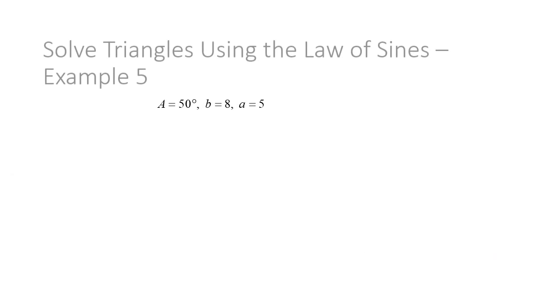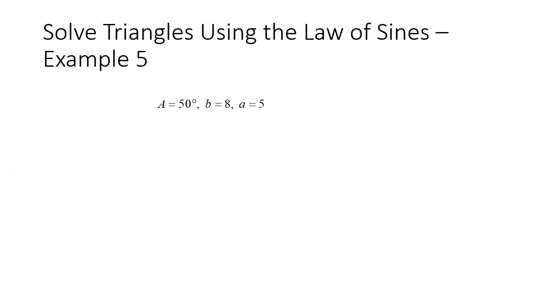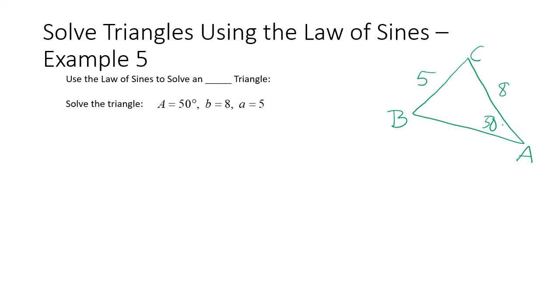All right, let's look at another example. So if we were trying to solve this type of triangle with the law of sines, we've got 50 degrees, 8, and 5. So this is an angle-side-side triangle. I'm going to again be appropriate and I'll write it like that.